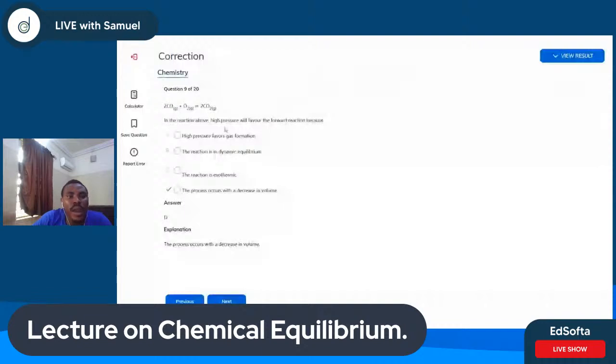In the reaction above, high pressure will favor the forward reaction because this side of the reaction has 3 volumes, while this side has 2 volumes. So an increase in pressure will favor the forward reaction because it has lesser volume. D is the answer because it has lesser volume.